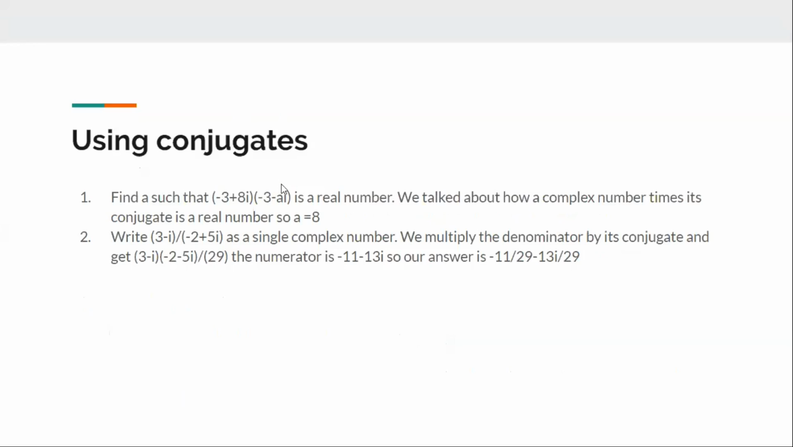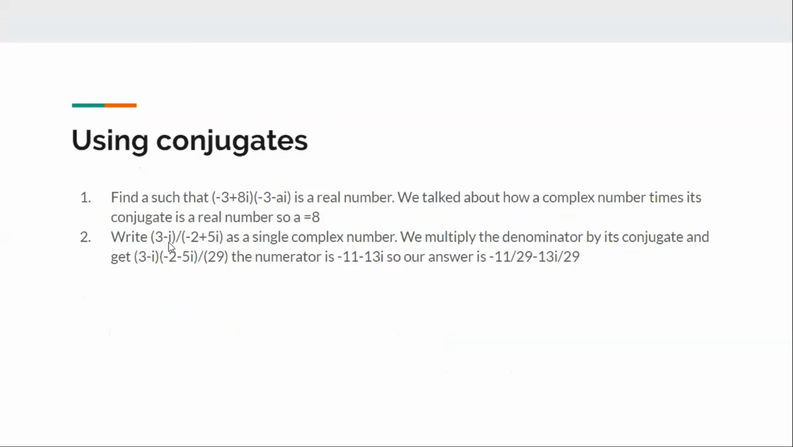Using conjugates. It's asking you to find a such that negative 3 plus 8i times negative 3 minus ai is a real number. We talked about how a complex number times its conjugate is a real number. So the conjugate of negative 3 plus 8i is just negative 3 minus 8i. So a should be equal to 8.